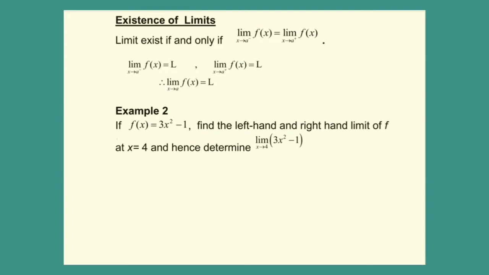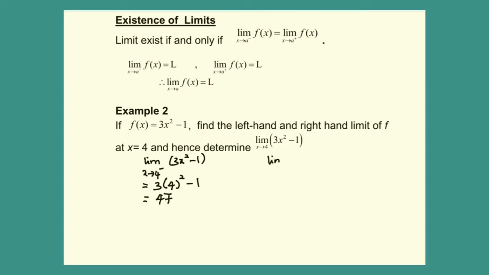For example, if f(x) equal to 3x squared minus 1, find the left hand and right hand limit of f at x equal to 4 and hence determine limit 3x squared minus 1 as x approaches 4. For the left hand limit, limit 3x squared minus 1 as x approaches 4 from the left is equal to 3 times 4 squared. Substitute x equal to 4, 3 times 4 squared minus 1. This is equal to 47.